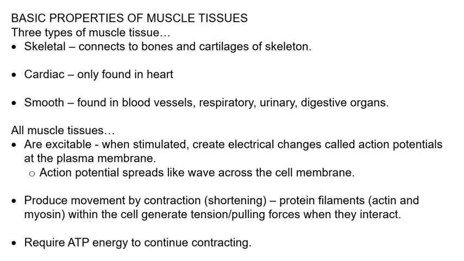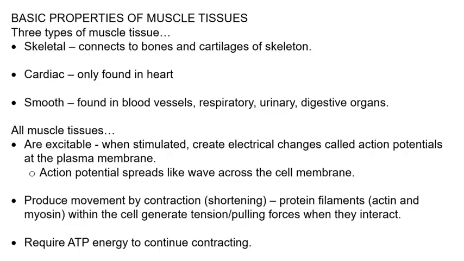There are three types of muscle tissue in the human body. There is skeletal muscle, which is the main focus of this module. Skeletal muscle connects to the bones and the cartilages of the skeleton. There's cardiac muscle, which is exclusively found in the heart. And then there's smooth muscle, which is found in the walls of the blood vessels, in addition to the walls of the passageways of the respiratory, urinary, and digestive organs, to name a few.